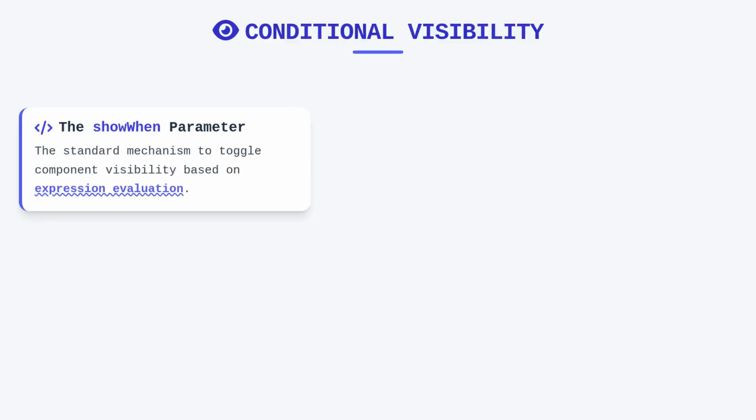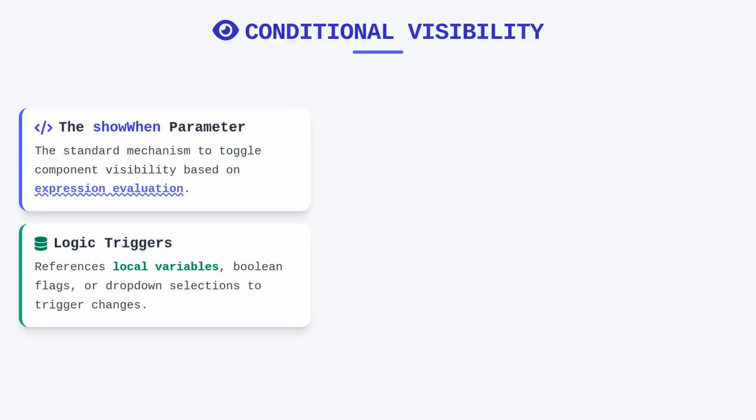Beyond data calculation, we must address the user experience through the lens of conditional visibility. The show when parameter is the standard way to toggle the visibility of any component based on the evaluation of an expression. By referencing a local variable, perhaps one that tracks a Boolean flag or a selected drop-down value, you can show or hide entire sections of a form dynamically.